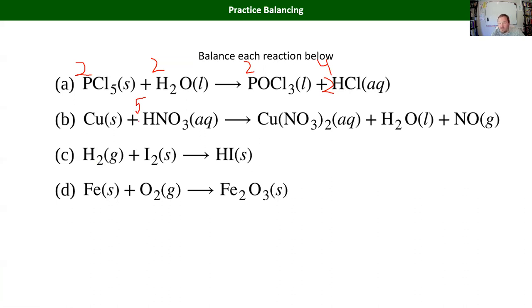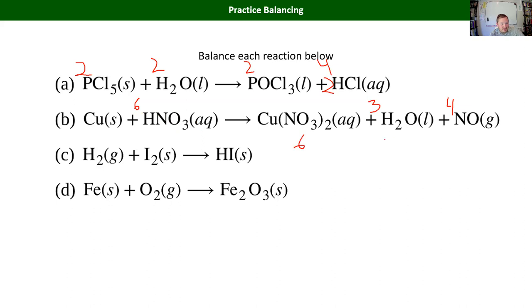No, we can't have a 5 there, can we? Because we need an even number of hydrogens. So that now says 3 waters. We've got a total of 6 nitrogens. So that would be putting a 4 here. So now our hydrogens are balanced, our nitrogens are balanced, coppers are still balanced. And we've got a total of 3 times 6, so 18 oxygens on the left.